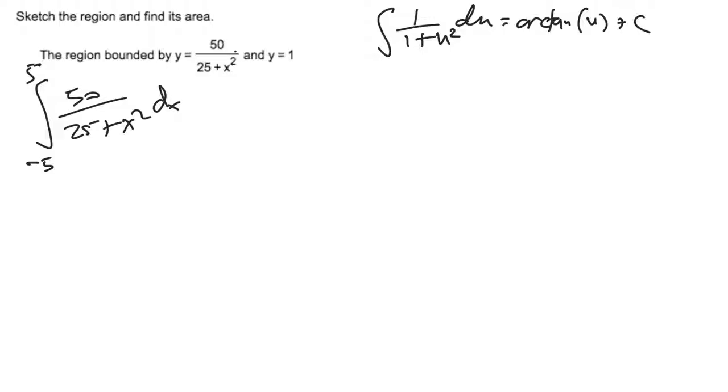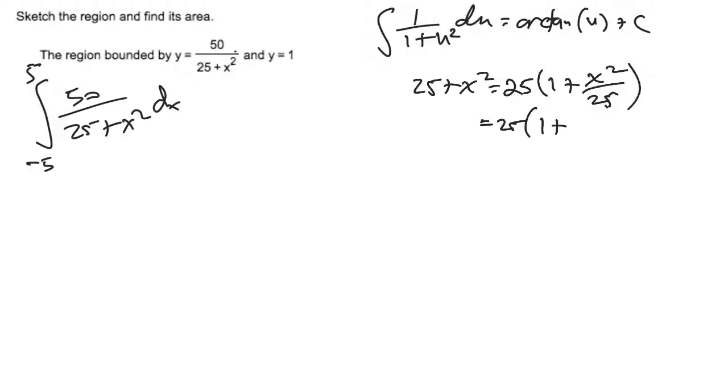I'm going to do that by itself over here. If I have 25 plus x squared, I can factor out a 25, leaving 1 plus, but the penalty is that the other expression becomes a fraction. So algebraically, these are the same thing. 25 plus x squared is the same as 25 times the quantity 1 plus x squared over 25. The reason that's valuable insight is that x squared over 25 is a perfect square. It is x over 5 squared.